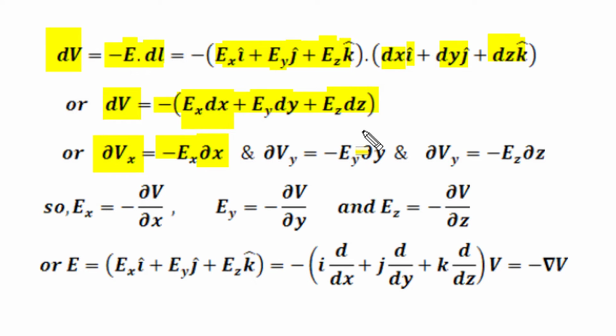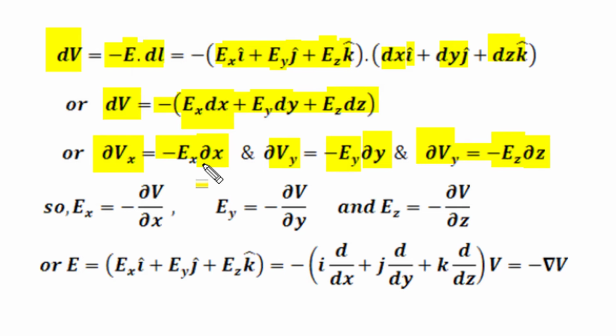Similarly, for partial displacement only along the y direction and no displacement along x or z, the change in potential is contributed by only the y component of electric field intensity. Similarly, for partial displacement in the z direction, the work involves only the z electric field component, and the relation is this.